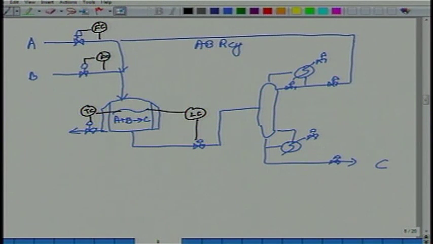We need to control the level of the condenser, which is done this way. We need to control the pressure of the column, which is done this way by adjusting the cooling duty. We need to control the level of the column bottom, which is done this way. The amount of steam flowing in is set by the operator. The amount of reflux is also set by the operator, okay.